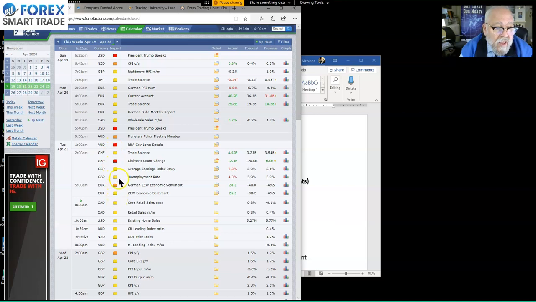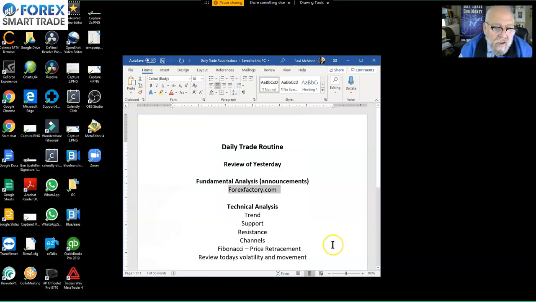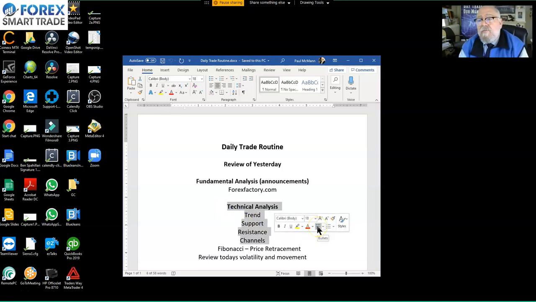The items we're worried about, they categorize in 3 impacts. The yellow is low, orange is medium, and red is high impact. We're worried about the red ones. So that's all I see today. There's really nothing that we need to worry about.